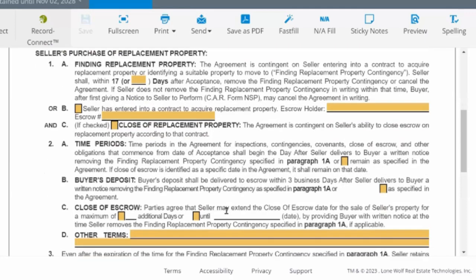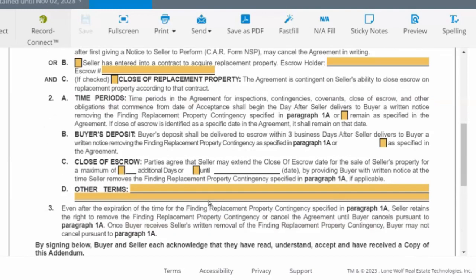So time periods. We're going to have them ideally start after the seller finds their replacement property, and then same with the buyer's deposit. There is an option in here that you guys can negotiate right up front. This says that we're giving the seller permission to extend the close of escrow date by X number of days or until a certain date, just by giving the buyer written notice.